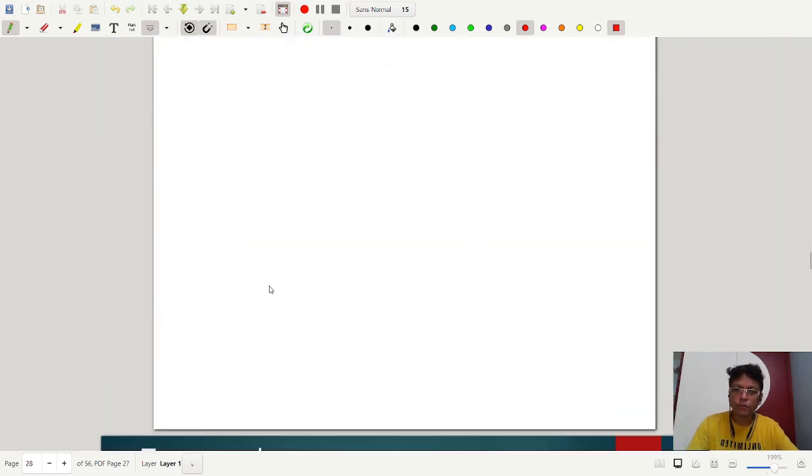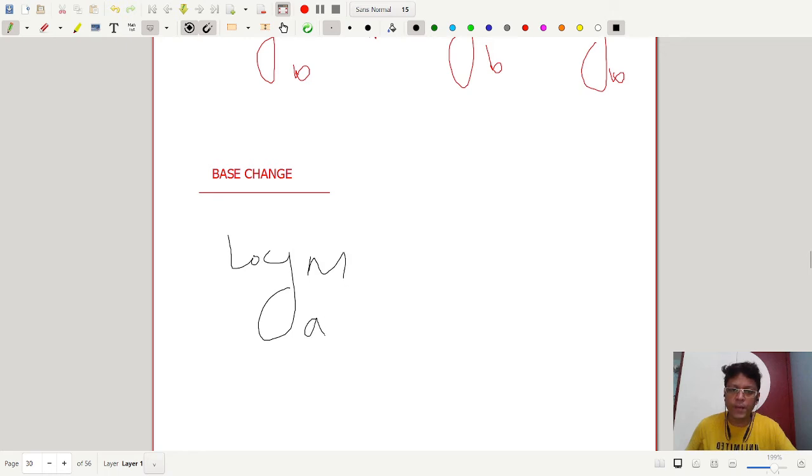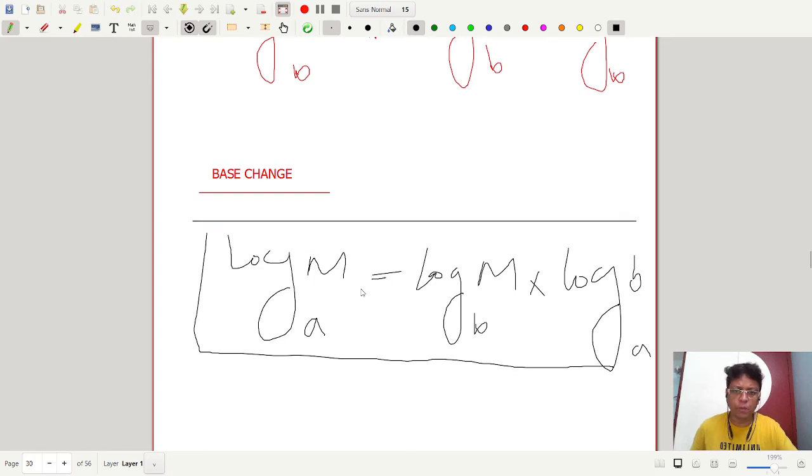Let me show you. I'm writing base change. Changing of base is very important. Suppose you have log m base a and you want base b. So I'm writing log m base b times log b base a. Look at that, I have changed the base of the logarithm to b. So this is called the base change law or base change property. That is very useful.